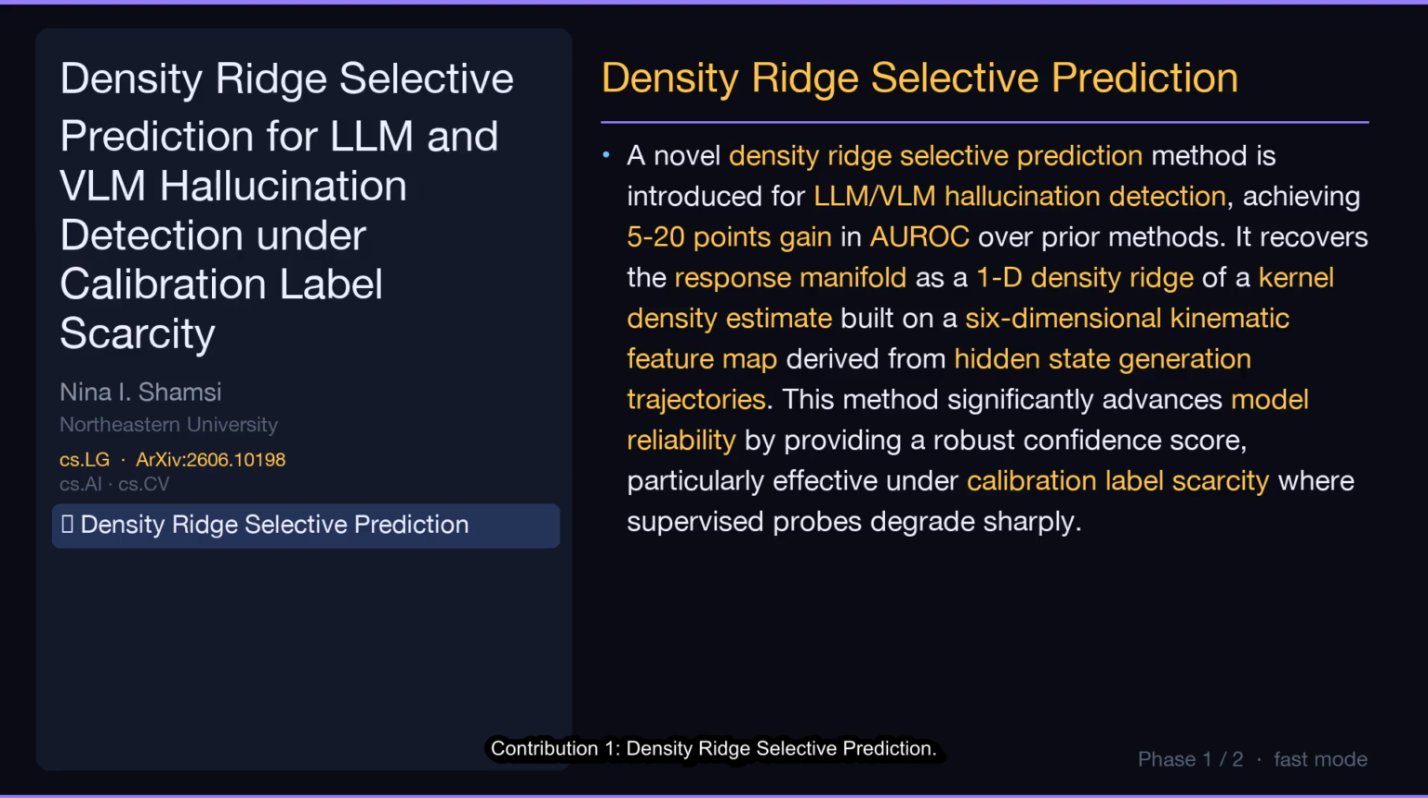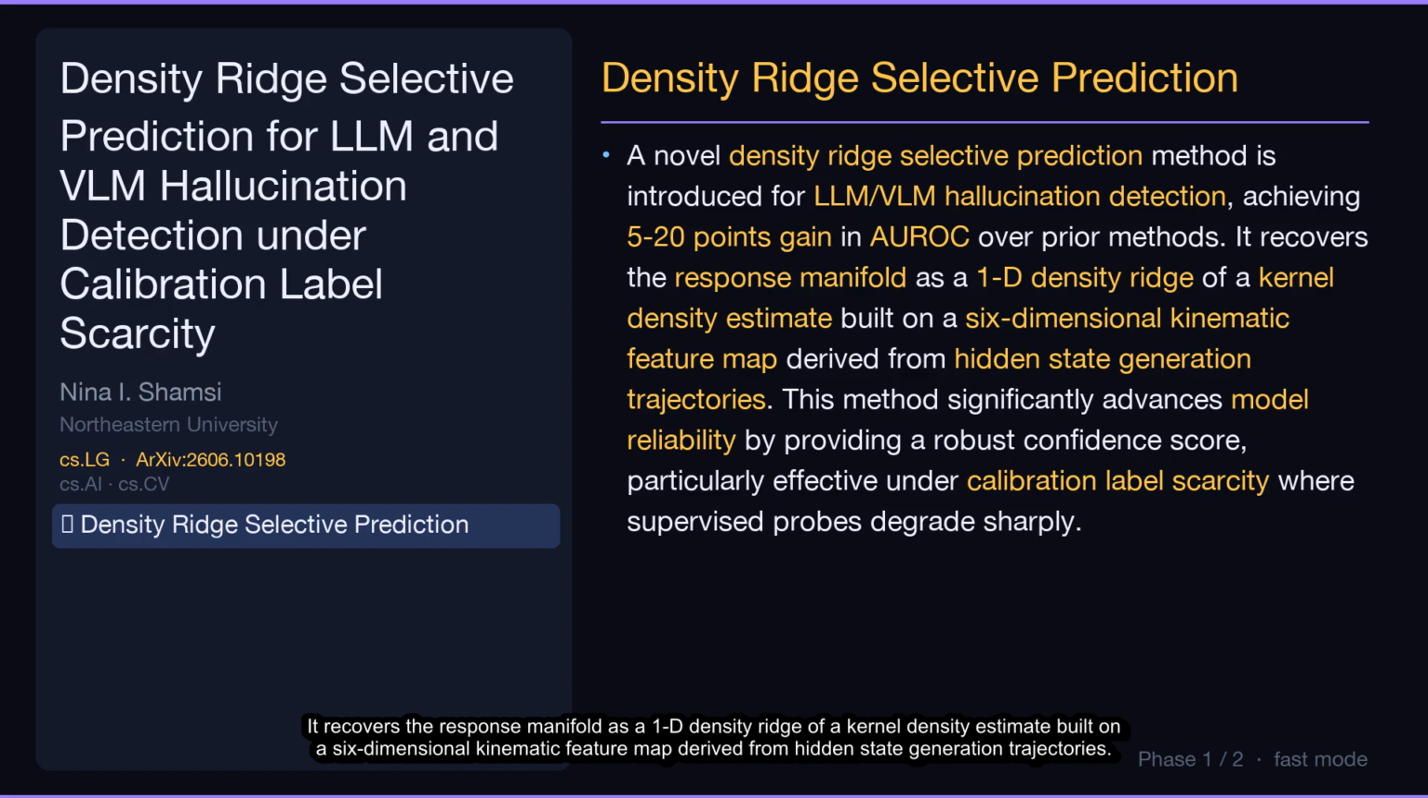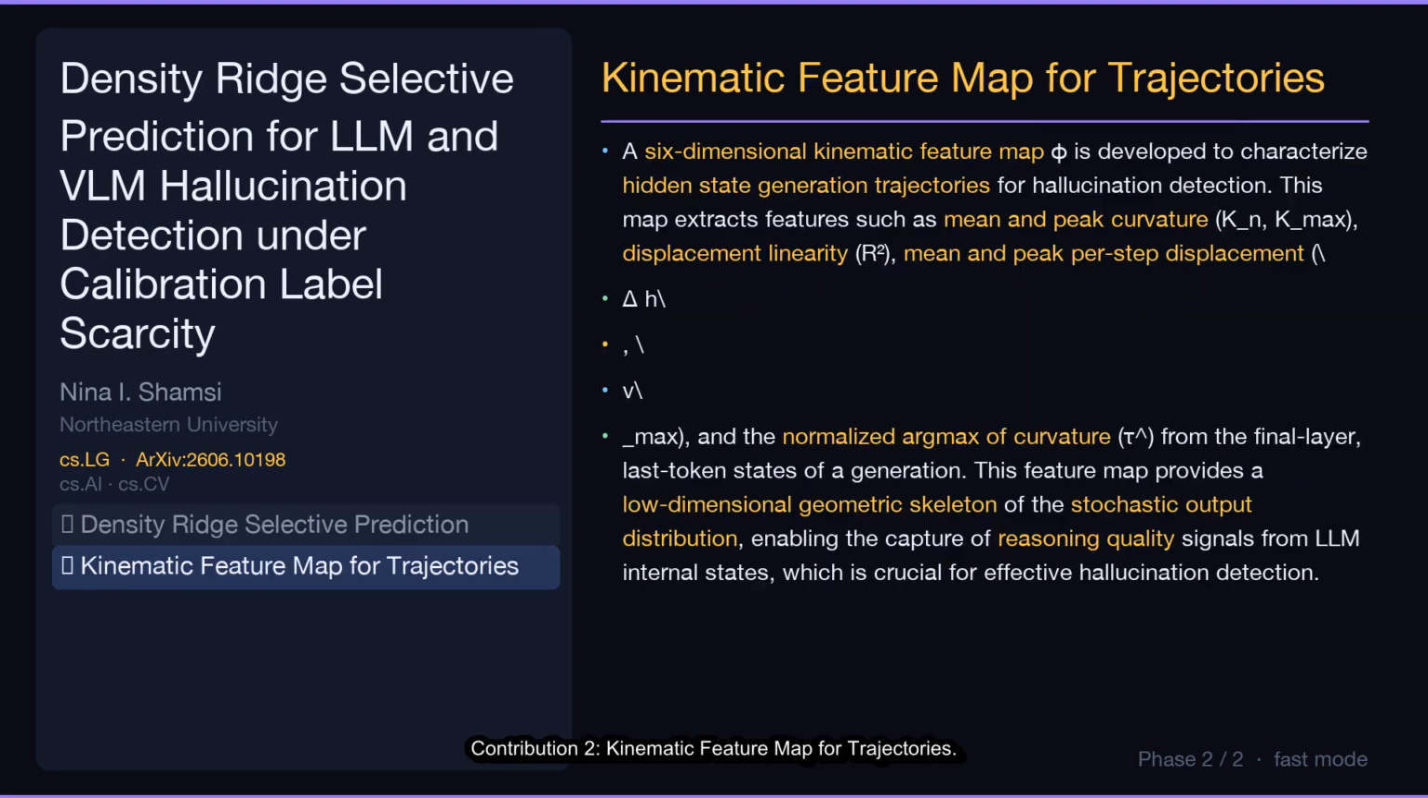Contribution 1. Density Ridge Selective Prediction. A novel density ridge selective prediction method is introduced for LLM/VLM hallucination detection, achieving 5 to 20 points gain in AUROC over prior methods. It recovers the response manifold as a 1D density ridge of a kernel density estimate built on a 6-dimensional kinematic feature map, derived from hidden state generation trajectories. This method significantly advances model reliability by providing a robust confidence score, particularly effective under calibration label scarcity, where supervised probes degrade sharply. Contribution 2.